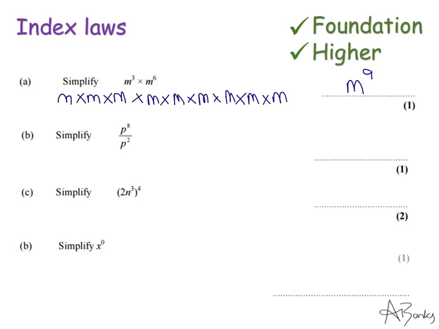And actually all I'm doing here is adding the two indices together. So all I've got to do is look at the powers. I've got a 3 and a 6 and add these, and that gives me my 9.